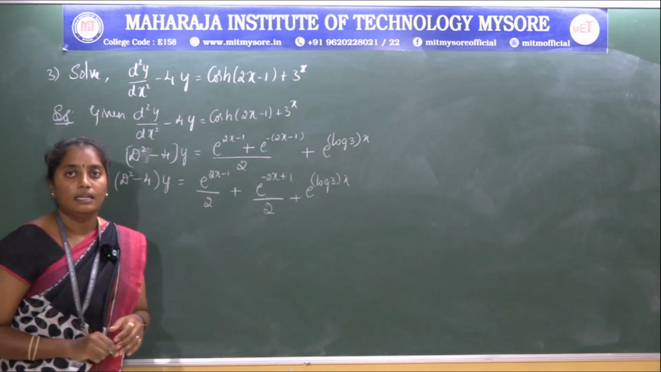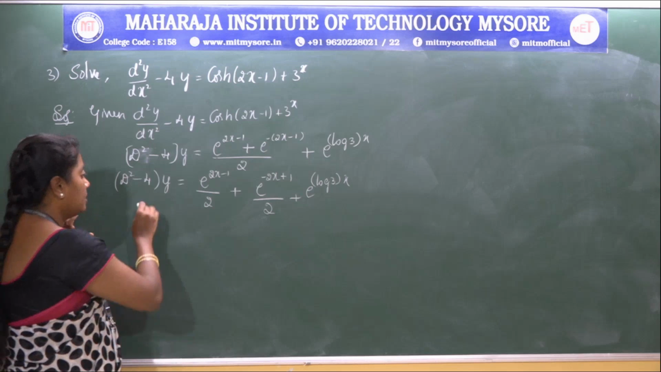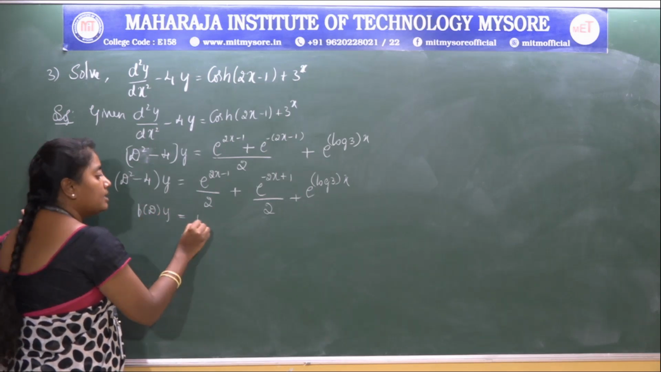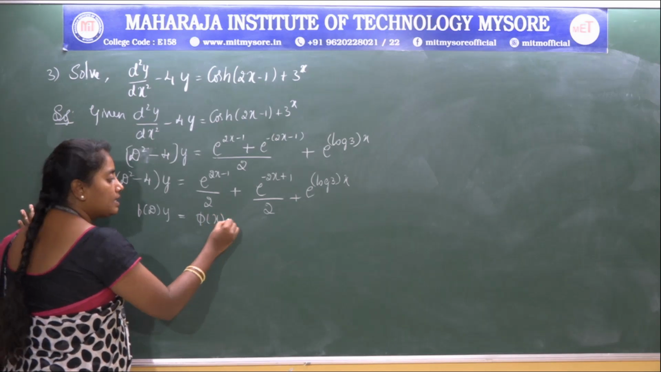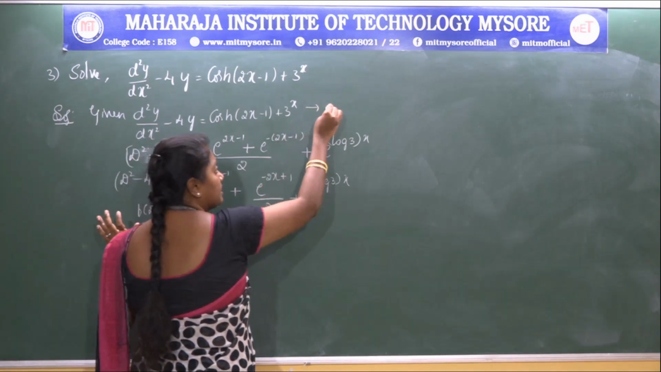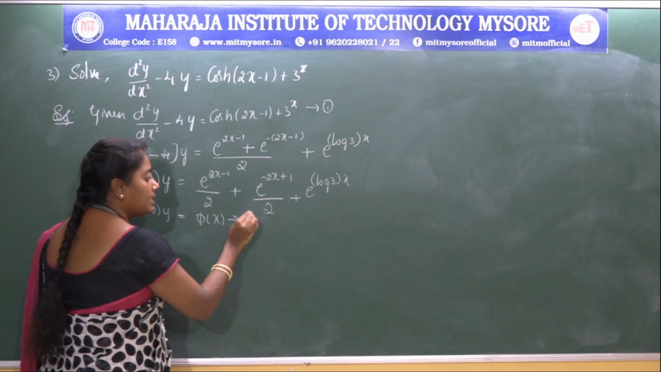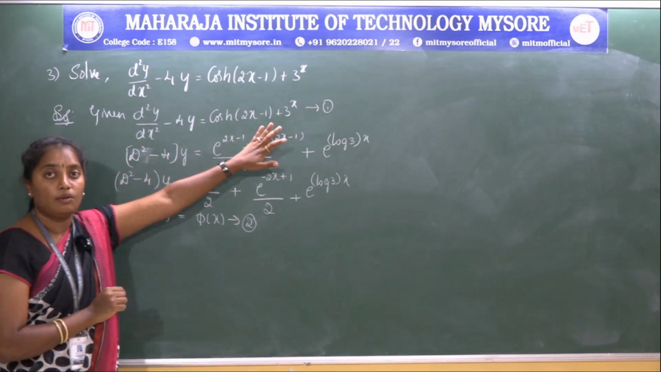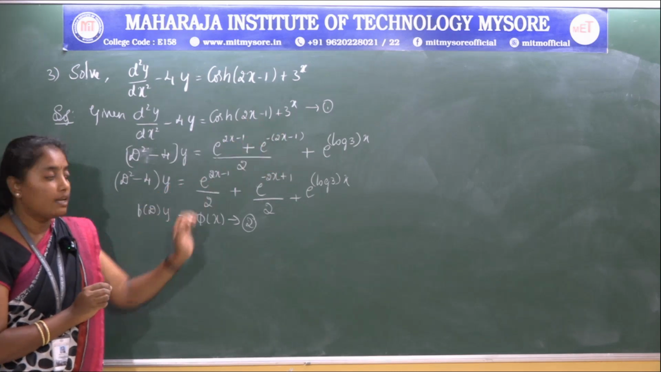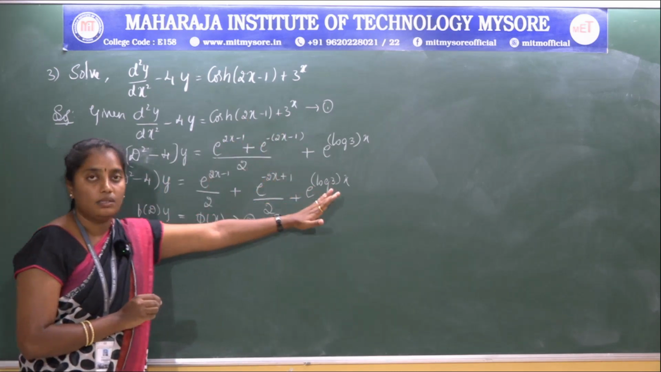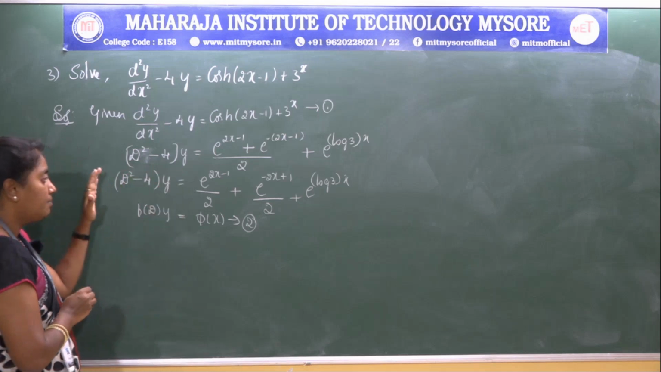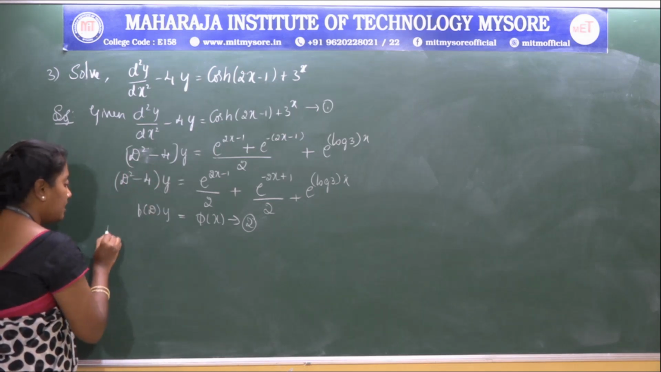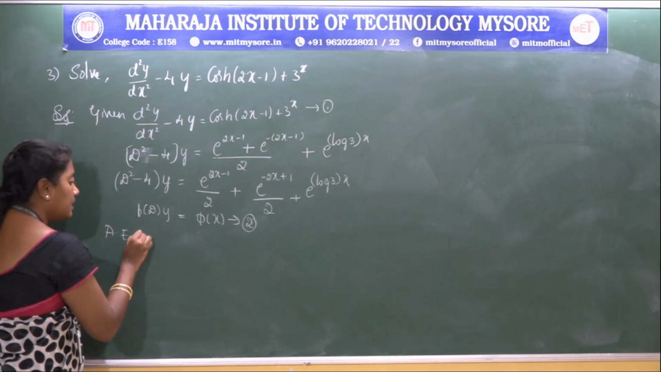So these are the three elements, and this is f of d of y and this is phi of x here. So let us represent this as 1 and this as equation number 2. Now to find the solution of equation number 1, we have to find yc and yp. Yp is based on the RHS function, yc is based on the LHS element. So to find yc, let us write auxiliary equation.